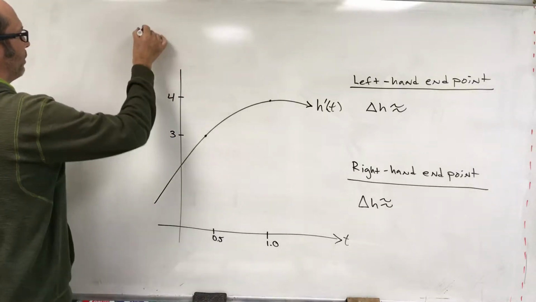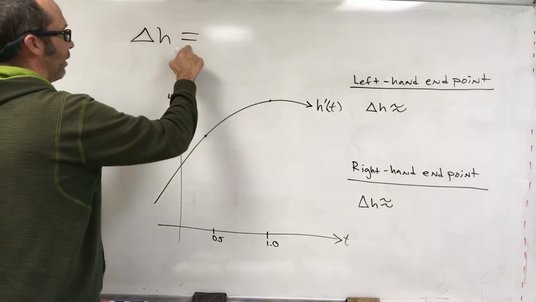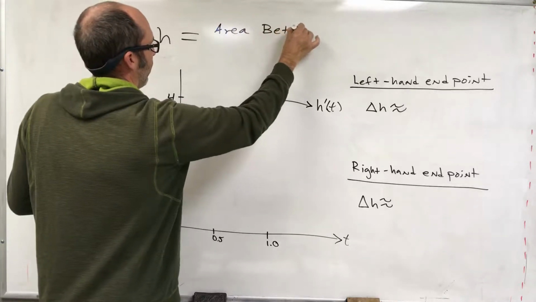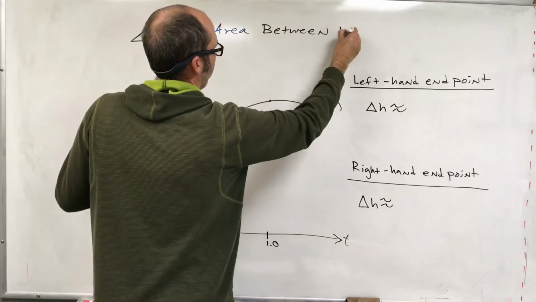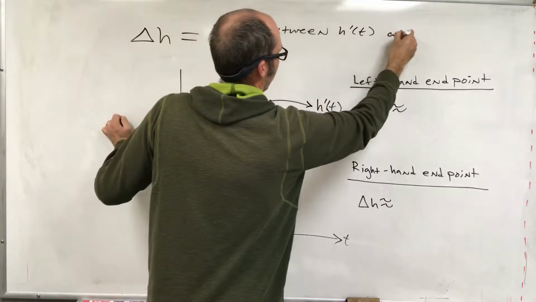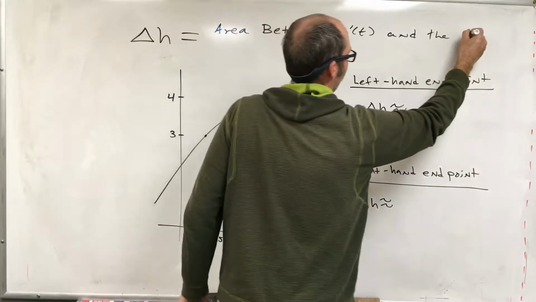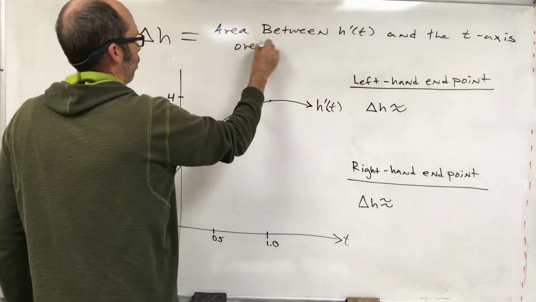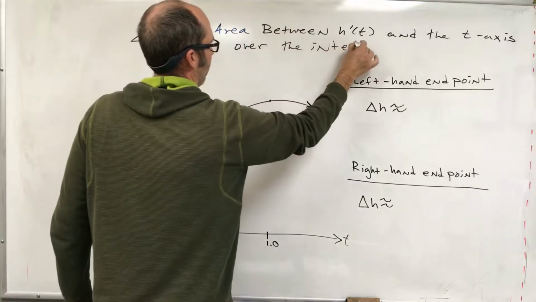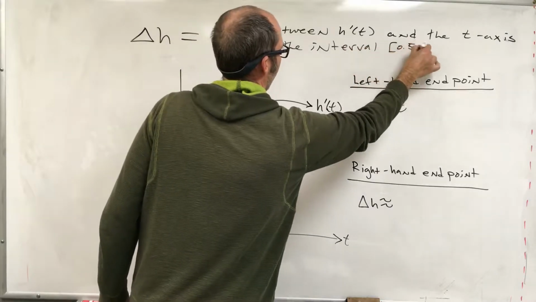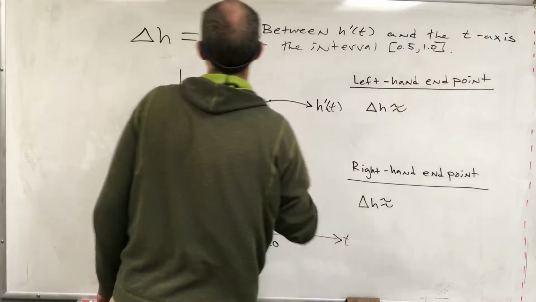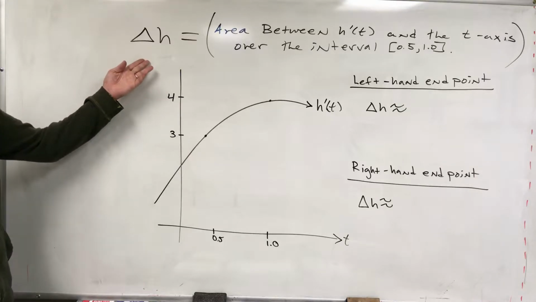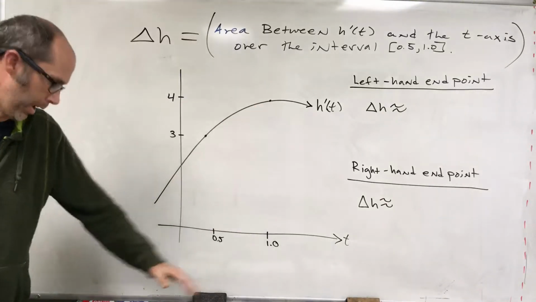Now the total change in h is literally equal to the area. This is the area between h prime of t and the t-axis over the interval 0.5, 1.0. So the actual total change in h, you could think of it as an area, okay?